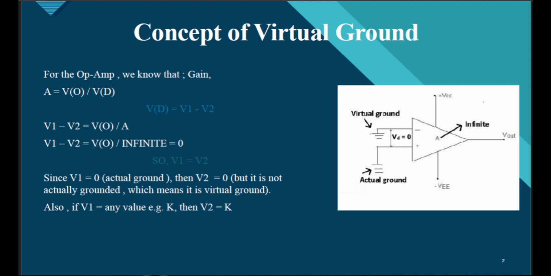Since V1 is 0 is actual ground, then V2 is also 0, but this is not actual ground, which means it is the virtual ground. Also, if V1 has any value k, then V2 also has value k.